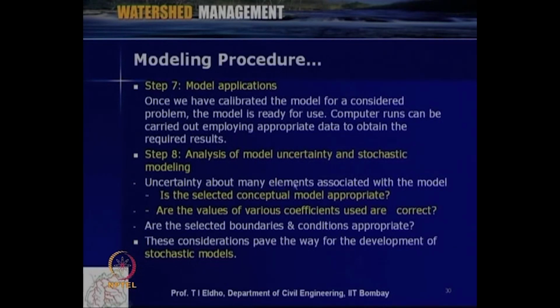There is uncertainty about many elements associated with the model, like whether the selected conceptual model is appropriate, whether the values of the various coefficients used are correct, or whether the selected boundaries and conditions are appropriate. These considerations pave the way for the development of a stochastic model. Depending upon the objectives, we can go ahead with a stochastic model or a deterministic model. These things we will be discussing later when we discuss the various watershed models.